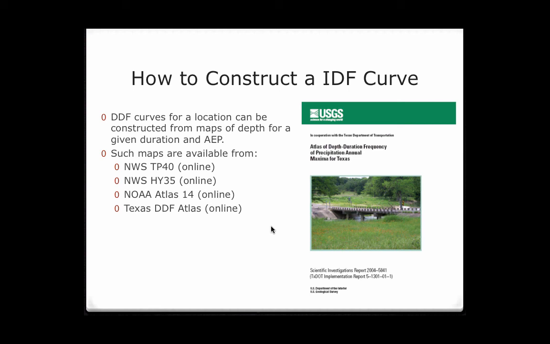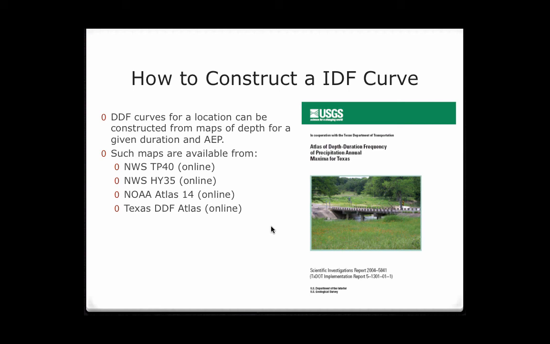There's a product from the National Weather Service called TP40. It's originally from the 1960s. It's been updated a couple times. What it is, is a map of the United States with an annual recurrence interval on it and a duration, and the contours on the map represent rainfall depths. I don't have a picture of it here, but we can go out and look at it later on.